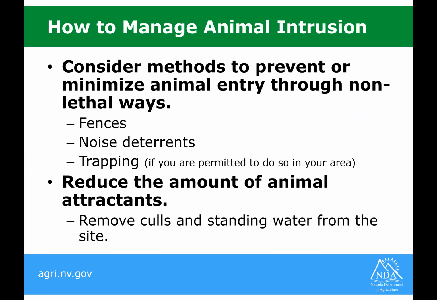So there's a few ways that you can manage animal intrusion. I'm not going to be able to go into each and every way, but some of the best ways are to put fences up, use noise deterrents, and if your area allows you to, trap them. And you always want to reduce the amount of animal attractants. So remove culls and standing water from the site, whether it's in the field, near your packing house, or in the growing house. It's just best to be proactive.